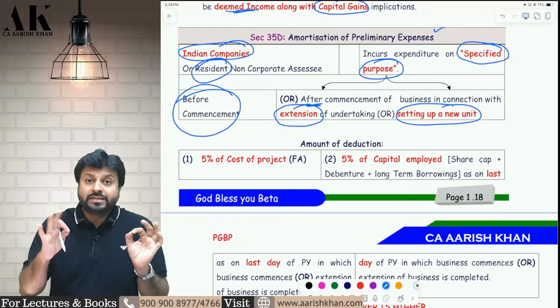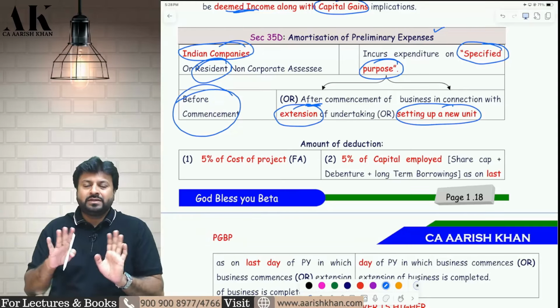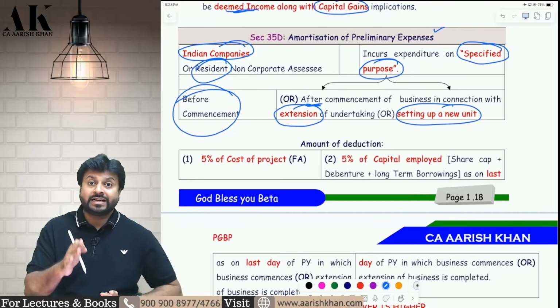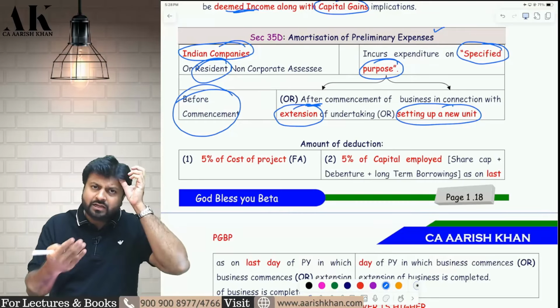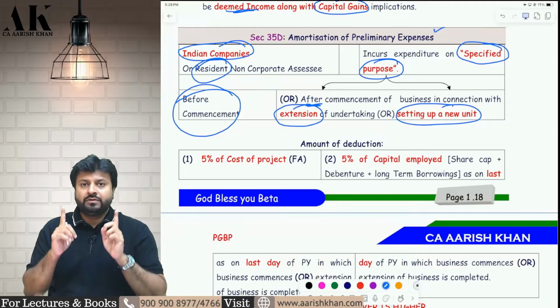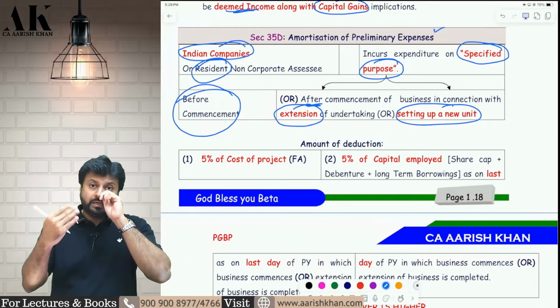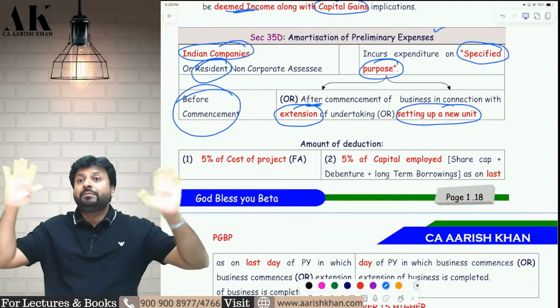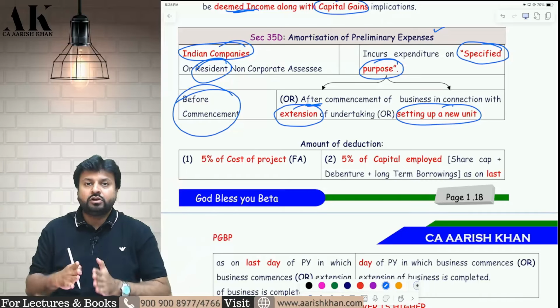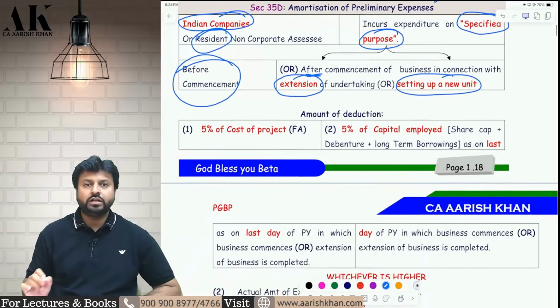In pre-commencement there is no condition, but in post-commencement there is a condition. If you incur the expense after commencement of business, then your expenditure should be for expansion of business or for setting up of a new unit. It means it has to be for making the business bigger. It should not be for the existing business. Okay, then only you will get the deduction.